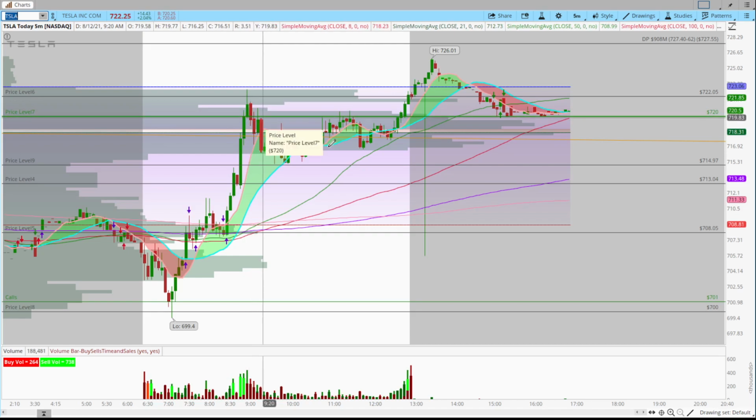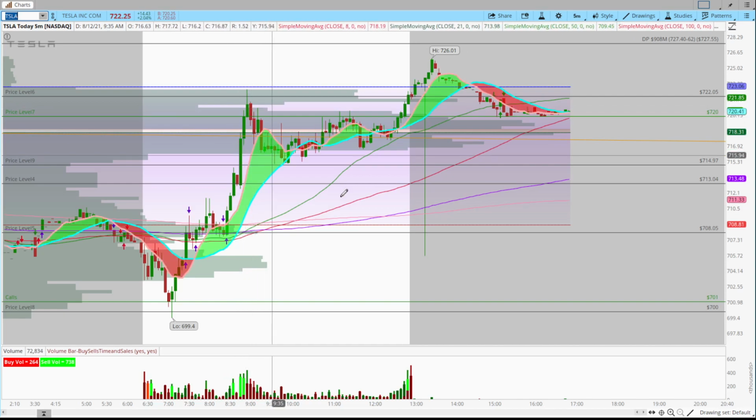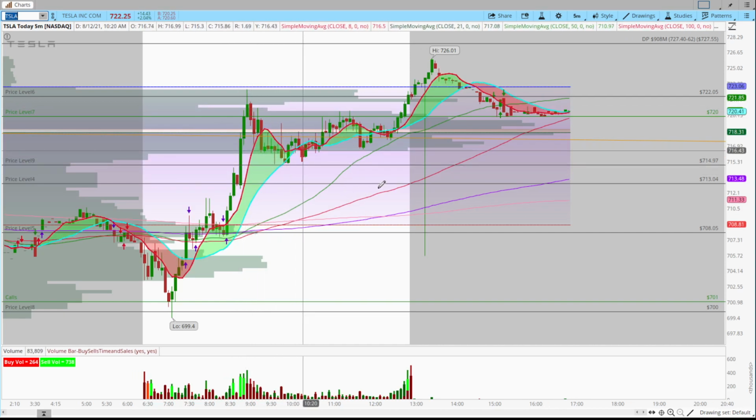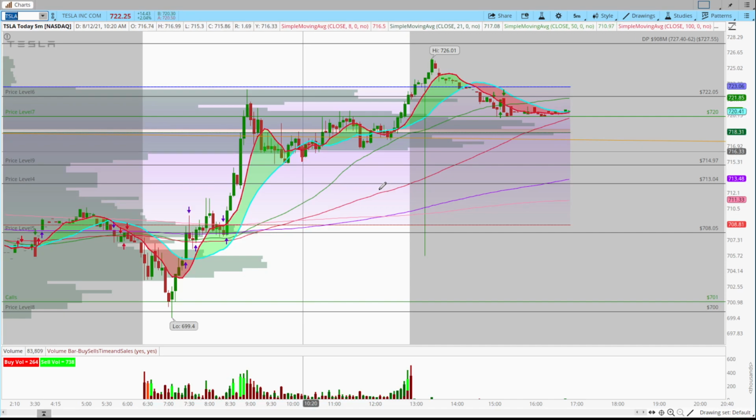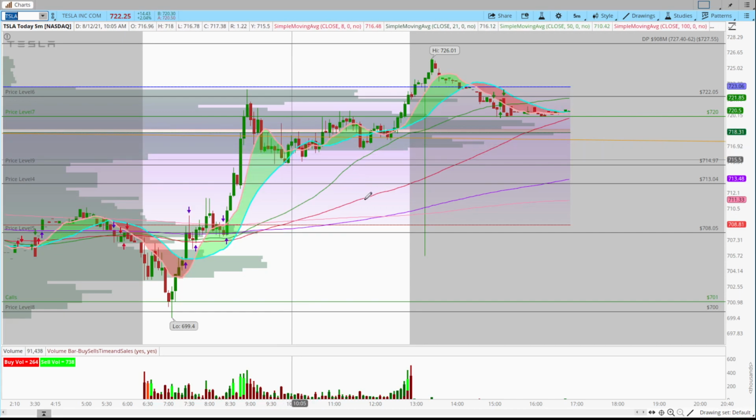But if you wanted to stay in it longer in hopes for a little bit more money, you could have followed it, but you would have ended up getting knocked out probably right around here when you get that candle close under. But each person has their own risk tolerance. Each person has their own greed factor of how much they want to make on a trade. Just remember, gains are not gains until they're realized.